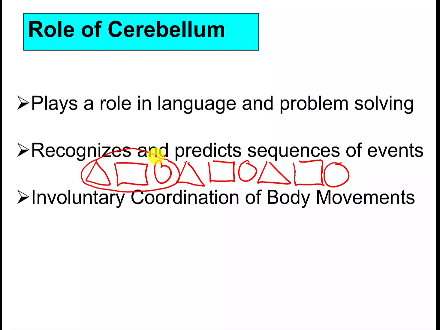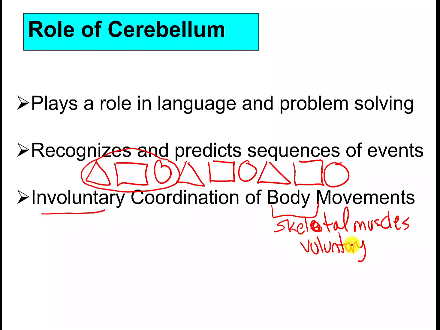Another role is involuntary coordination of body movements. Now remember, control of body movements is done by the skeletal system. Remember that? Specifically by skeletal muscles. Oops, let's make skeletal muscles. And remember, this is completely voluntary body movement. But this isn't about moving muscles. This is about the coordination of body movements. Coordination. And this is the part that is involuntary.